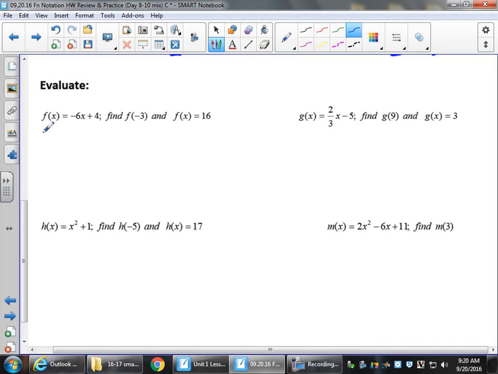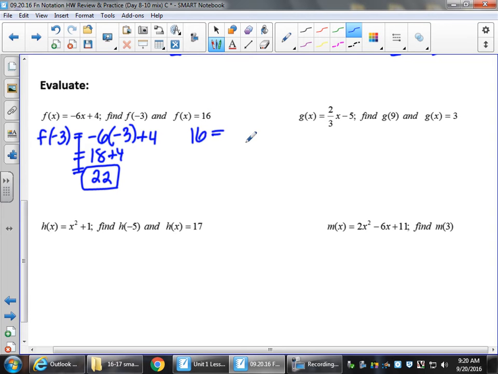Let's do this one. F of negative 3. Am I being given x or y? X. So where I see x, I'm plugging in a negative 3. I get 18 plus 4 is 22. Raise your hand if you got 22 on the homework. Fantastic. What's different about this? I have a y value, so I plug it in for that output.